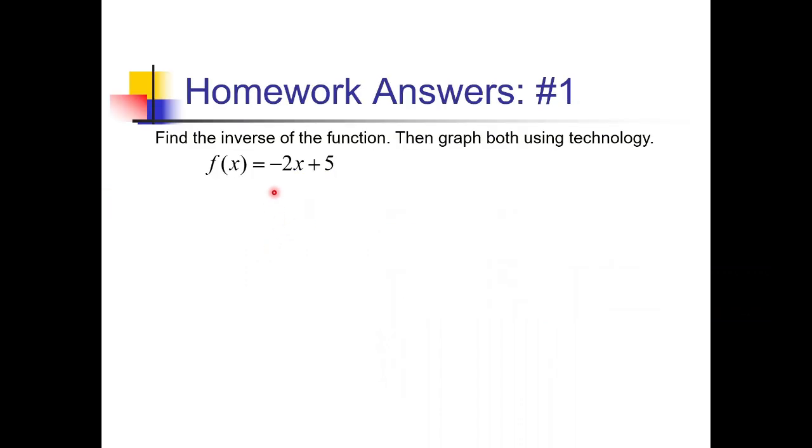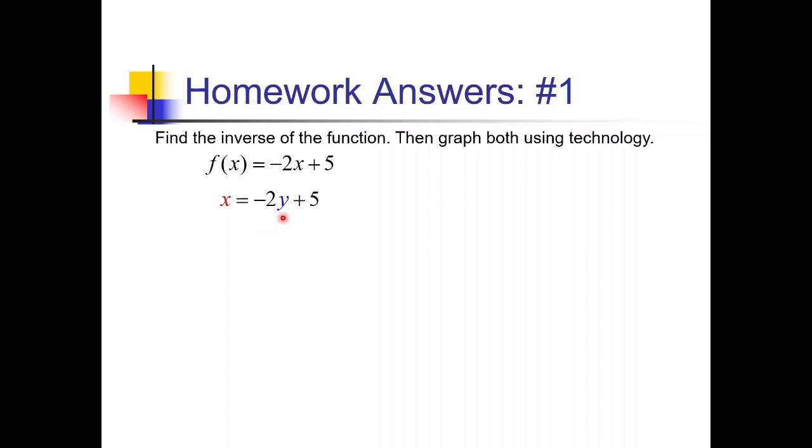For this problem, we're going to find the inverse of this function and then graph it along with its inverse using Desmos. So we'll start by switching the x and the y values. So we can rewrite this as x equals negative 2y plus 5. And then we'll just isolate y.